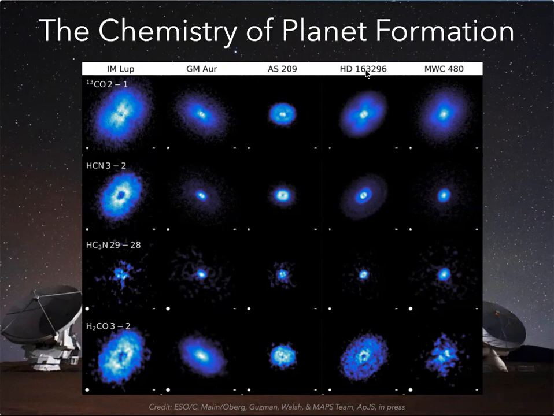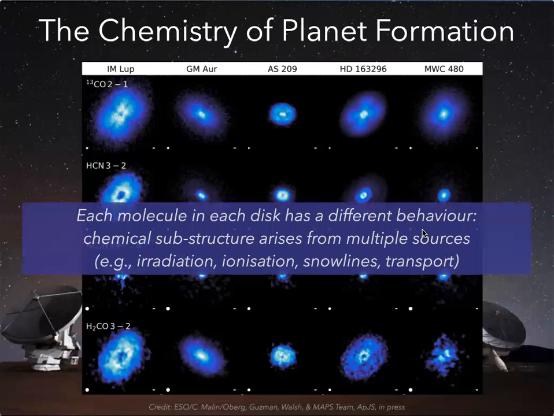A very good example of this is 163296, where the hydrogen cyanide is very highly structured. But if we look at IM-Loop, it's actually a lot more extended. That's similar for formaldehyde as well in IM-Loop and AS209, where the formaldehyde is much more compact rather than extended. So we see that each molecule in each disk has a different behavior. And again, this is giving us hints that the chemistry of each of these disks is quite unique in itself and arises from multiple sources. So irradiation, ionization, snow lines are likely playing a role, but also we think transport, as in mass transport of material across and through the disk, is likely also shaping what we're seeing.